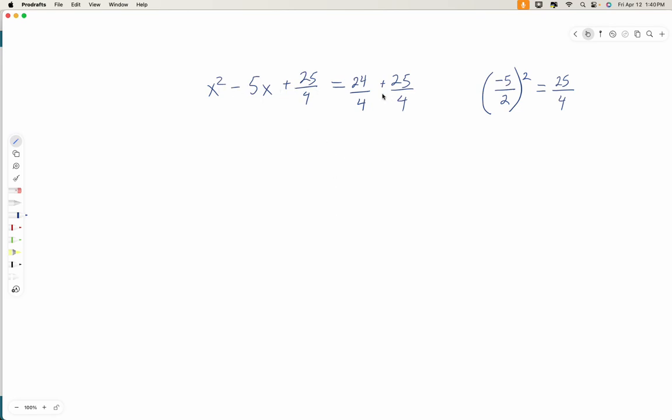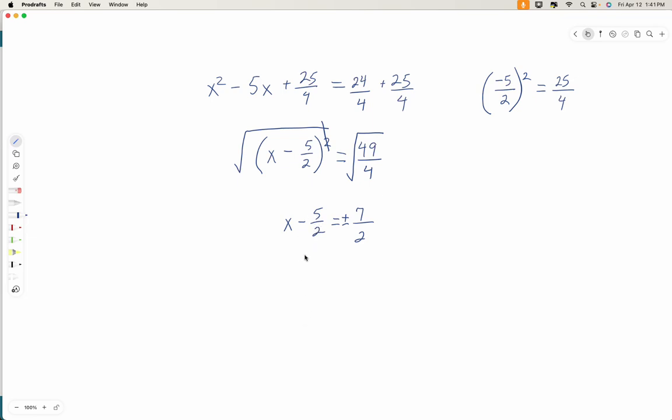So now I can factor this and combine this. So all I have to do to factor this is I'm going to say x, and this is negative 5 over 2. So x minus 5 over 2 squared is equal to 49 over 4. In order to resolve this, I'm going to unsquare it and unsquare it. So then this is going to cancel that. So I have x minus 5 over 2 is equal to 7 over 2 with a plus or minus sign in front of it, because we have to account for the fact that these could be negative as well as positive.